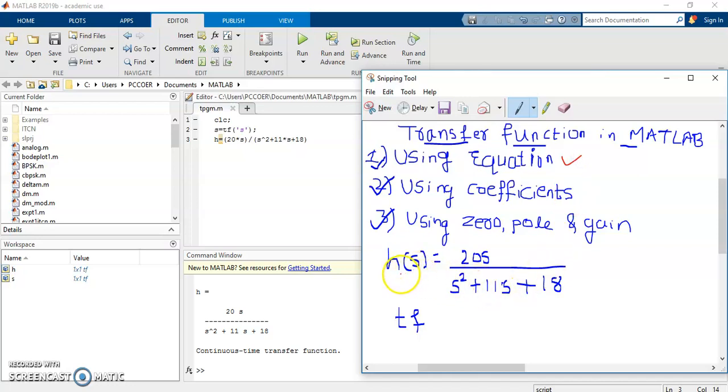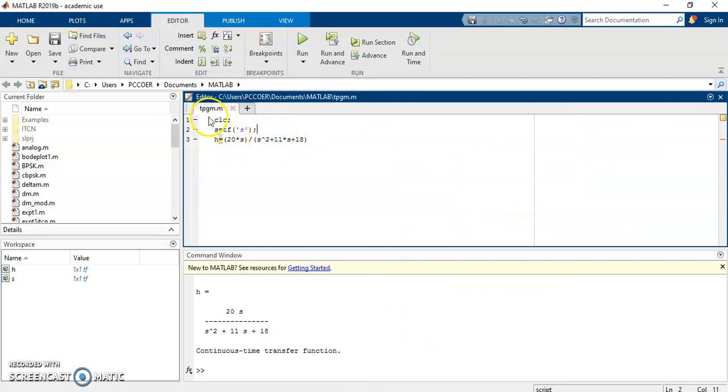For example, here I have written the transfer function as 20s divided by s square plus 11s plus 18. Okay, this is our equation. In order to write the commands in MATLAB, you need to define this command TF, that is the transfer function command. Here in the MATLAB editor window, I have saved this program as TPGM, that is transfer function program. This is saved as a .m file.